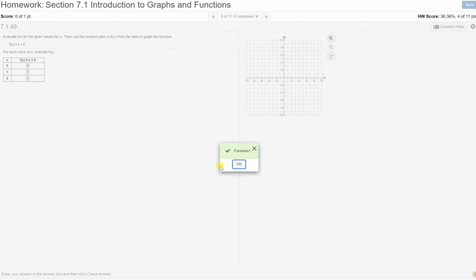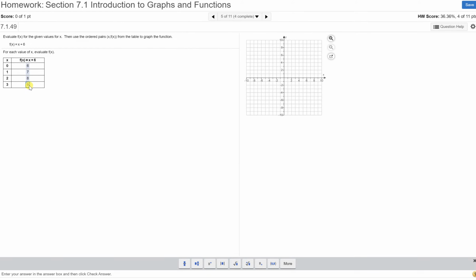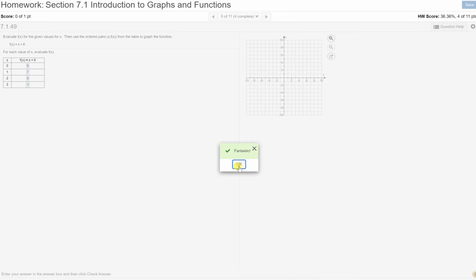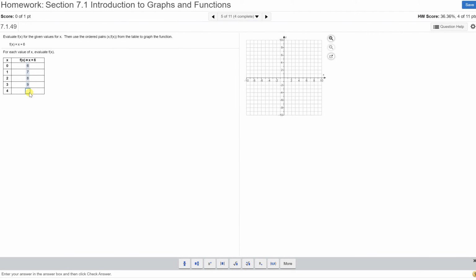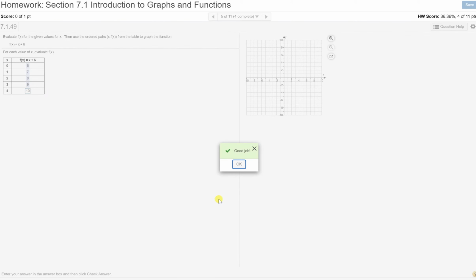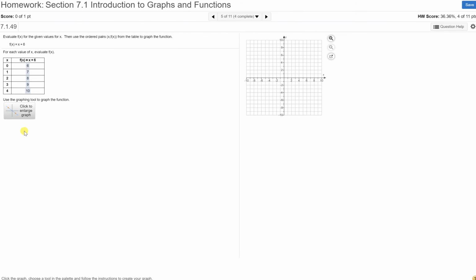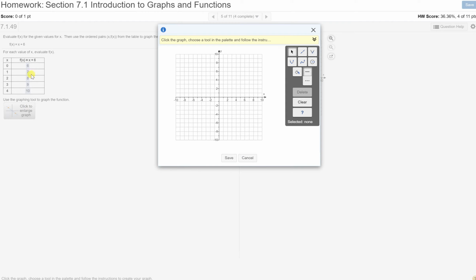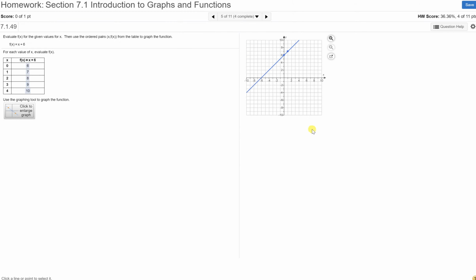Please don't make me do more. 3 plus 6 is 9, and then 4 plus 6 is 10. This has to be the last one. They can't make me do this all day. Let's see. Yes, thankfully. So I'm going to just plug in 2 of them. Remember, this is a straight line because it's x to the 1 power, right? So we're going to plot 0, 6, the y-intercept right here. Boom. And then 1, 7. Boom. That's it.